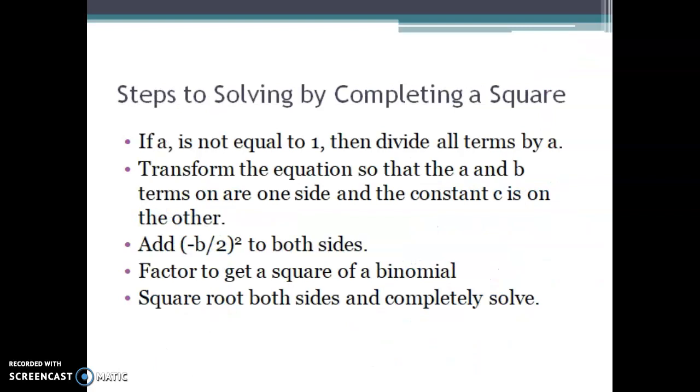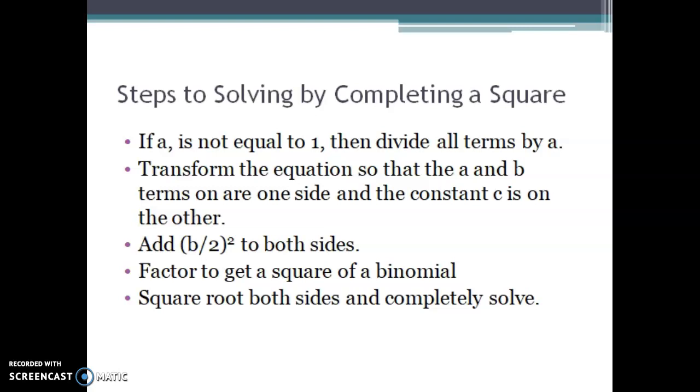Hi, so here are the steps again in case you needed them written out. If a is not 1, then divide everything by a to get a to be 1. Put the a and the b terms on one side and the constant, or c term, on the other. Then to complete your square, you're just going to add b divided by 2, squared, to both sides. Then you should get something that's factorable. You'll have a factor that is actually a square of a binomial, a quantity squared, and then you'll square root both sides and completely solve using addition, subtraction, division, whatever is possible. So that's how you complete the square.